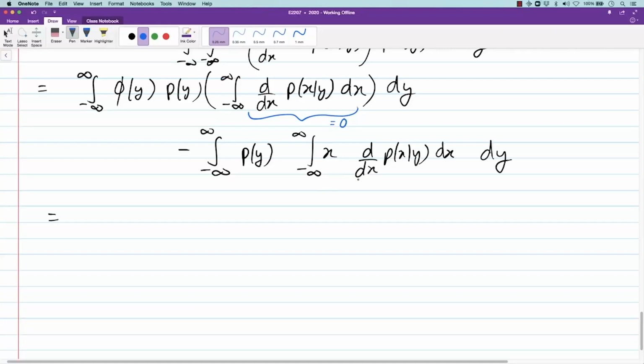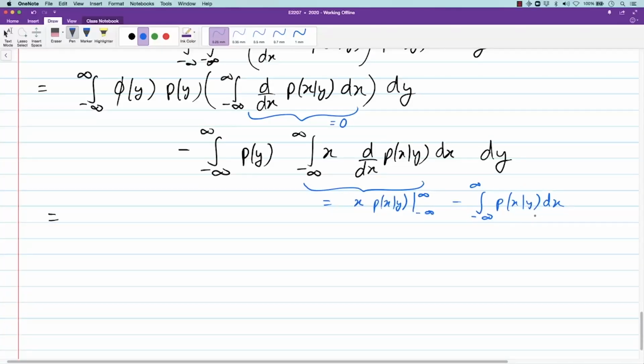For the second term, if you look at this guy, we can apply integration by parts. So this is x times p of x given y evaluated from minus infinity to infinity, minus the integral from minus infinity to infinity of p of x given y dx. Once again, as we argued before, in the limit as x goes to infinity and as x goes to minus infinity, this boundary term will be 0 because we have assumed that x has a bounded second moment.